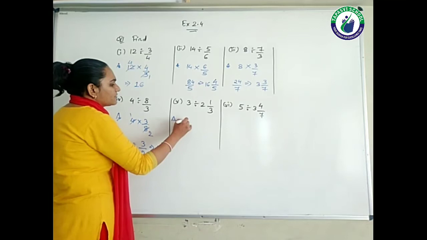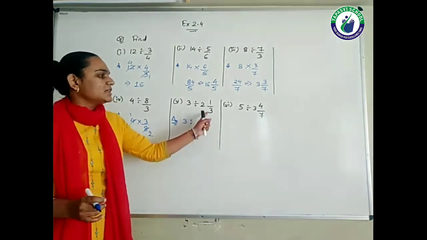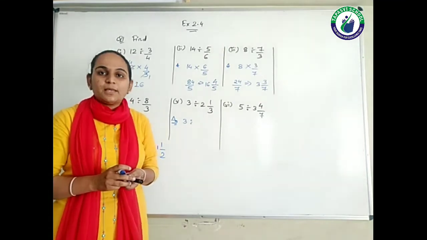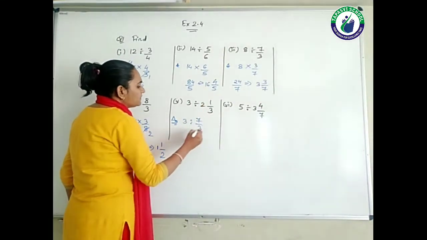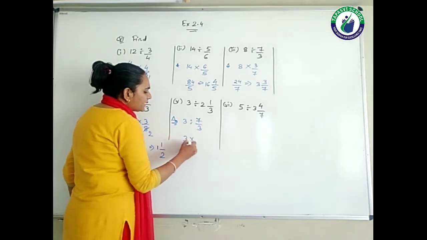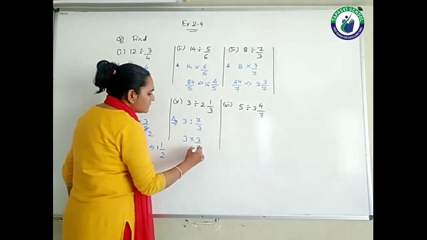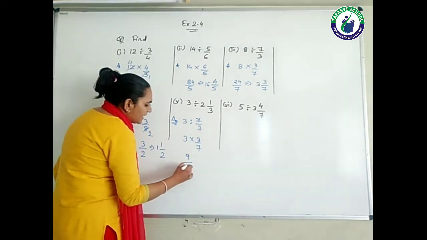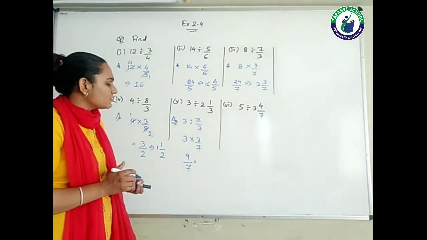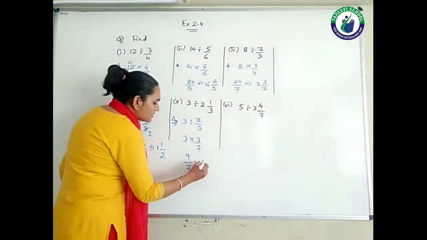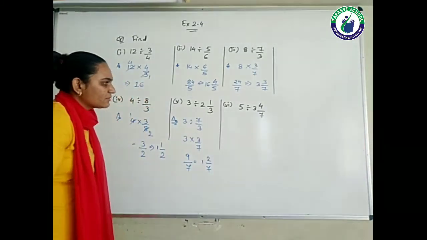Next one is 3 divided by 2 1 by 3. See students, this is a mixed fraction, so first convert it into improper. 2 threes are 6 plus 1, so it is 7 upon 3. Convert the division sign into multiplication sign and do the reciprocal of it. So 3 threes are 9 by 7. 9 by 7 is an improper fraction, students, so convert it into a mixed fraction. So 1 integer 2 upon 7. This is the answer for this question.